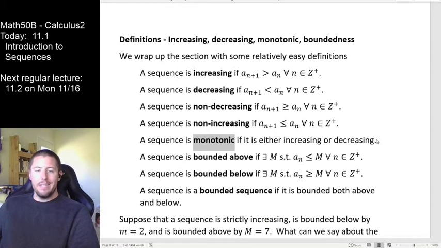Monotonic, right, is just that. Is it increasing or is it decreasing? That's all monotonic is covering.